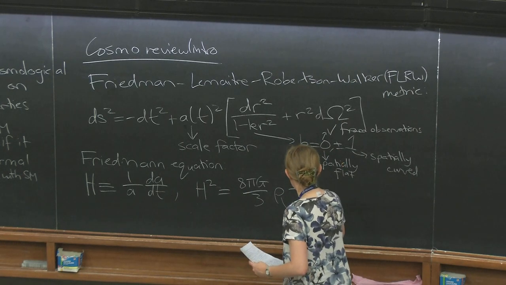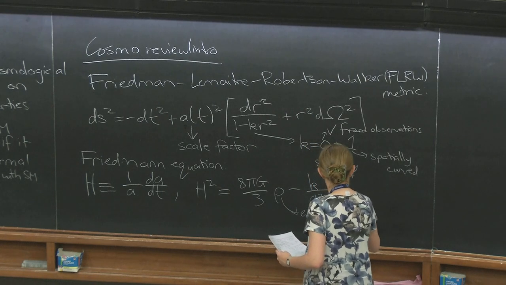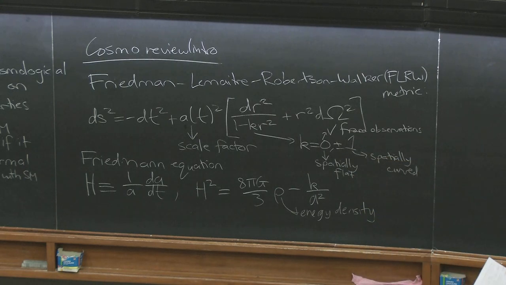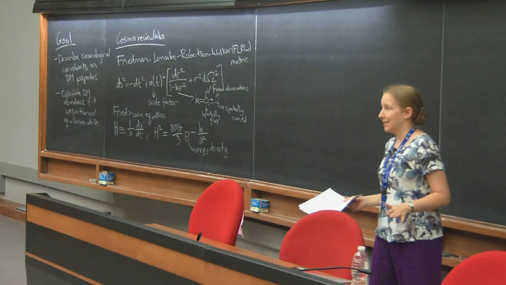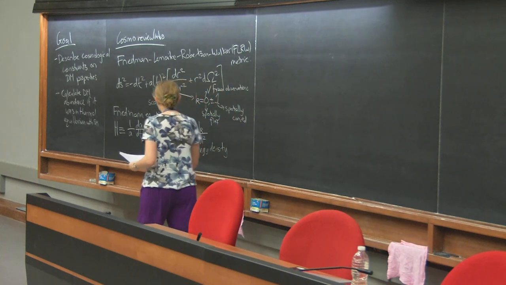So this rho here is the total energy density. We were using rho last time to mean mass density for non-relativistic dark matter. Mass density is the same as energy density for radiation. Obviously, there's no mass, but there's still an energy density.